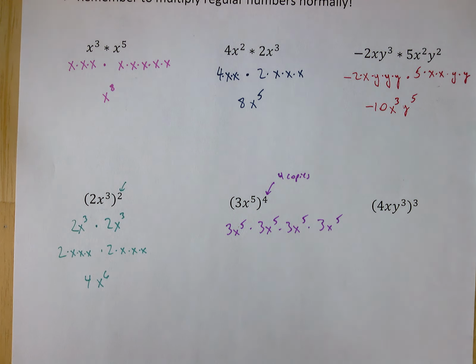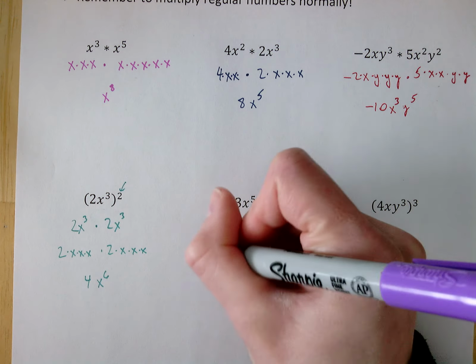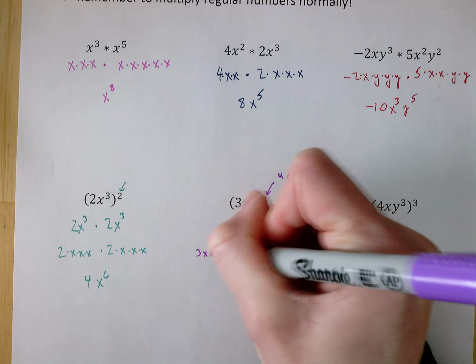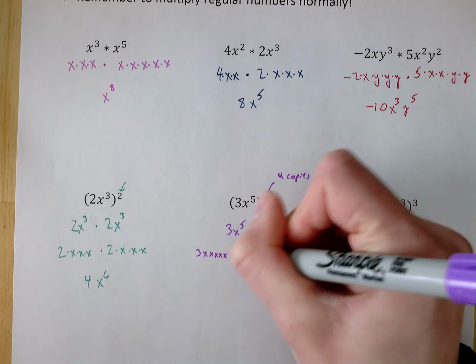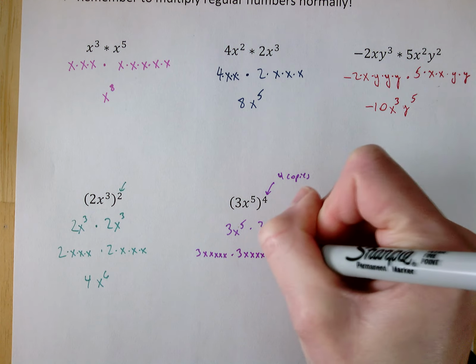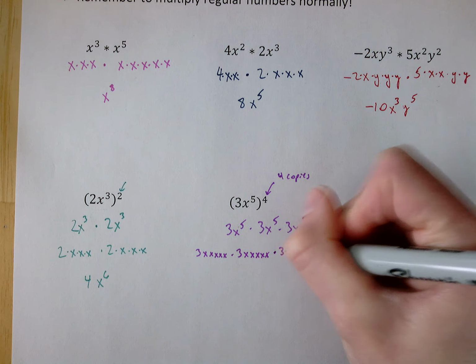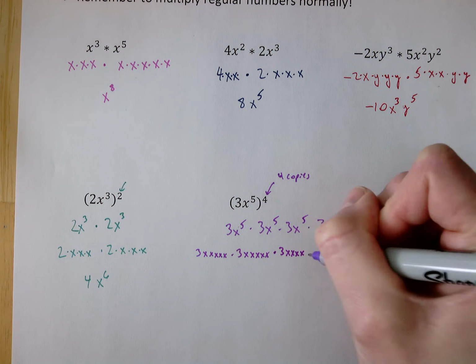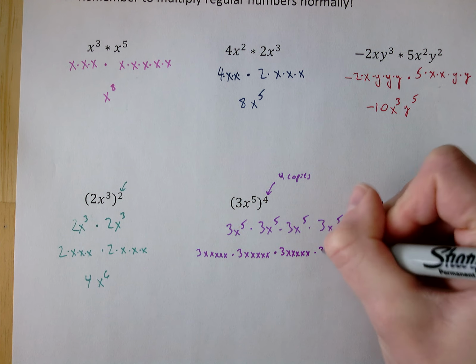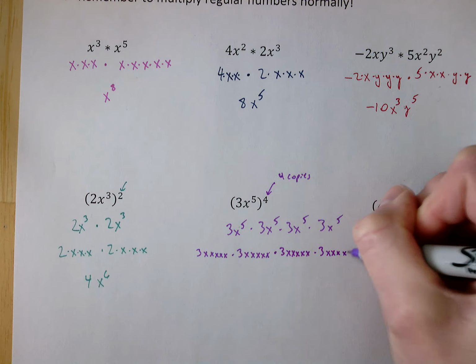Now I'm going to write it out in expanded form. I'm going to have to write really small to get this all to fit. So I'm going to have a 3 and then 5 x's, and then another 3 with another 5 x's, and then another 3 with another 5 x's, and then another 3 with another 5 x's. Woof, got them all to fit.